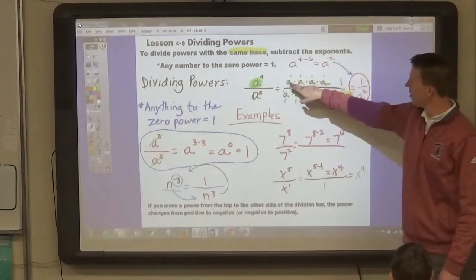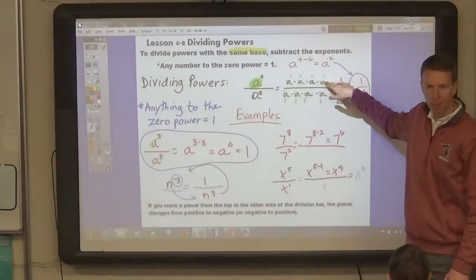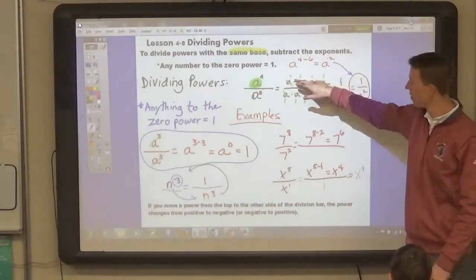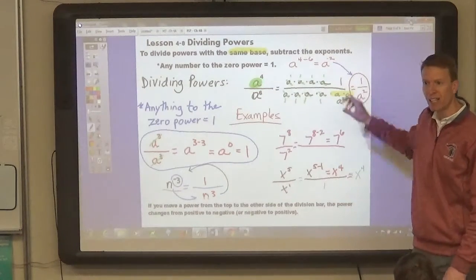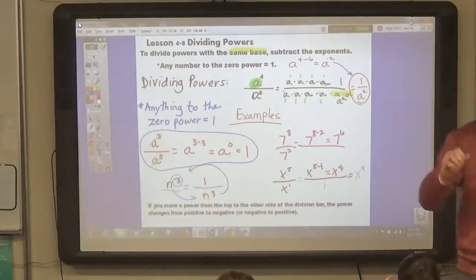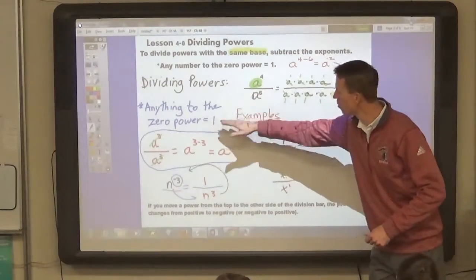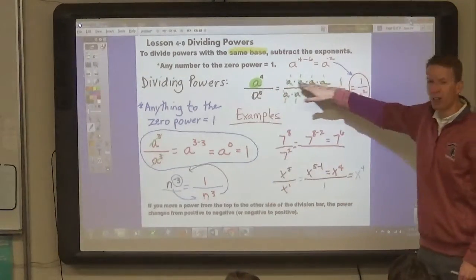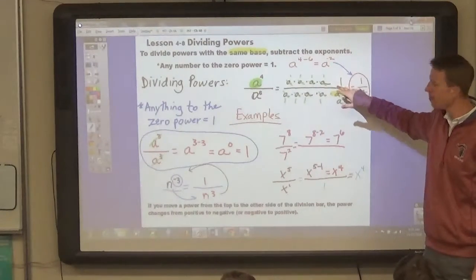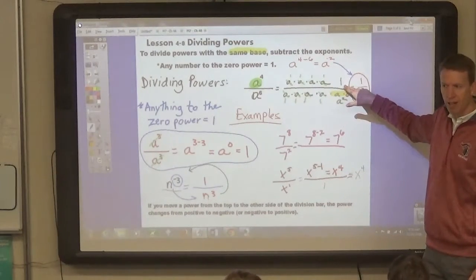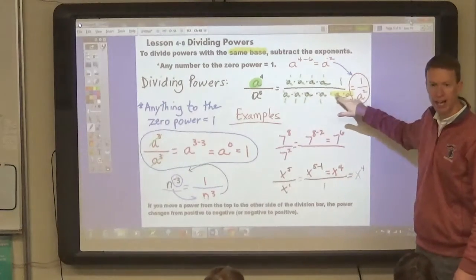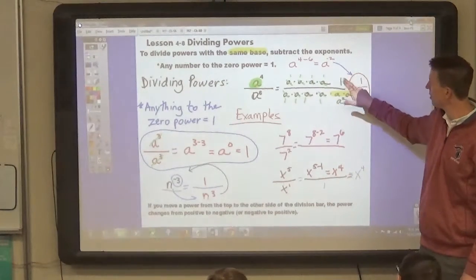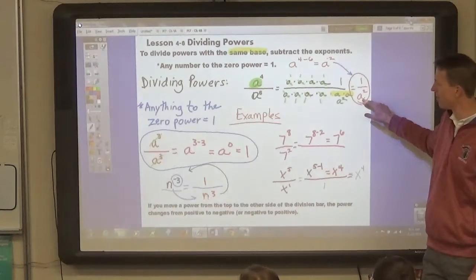And how many a's are left on the top line? 0. So it's literally a to the 0 power on the top line. That's where that concept comes from. Anything to the 0 power is 1. So there's literally 0 a's left, and that's why we're left with 1 up on the top line. There's 2 a's left on the bottom line. So it's 1 over a squared.